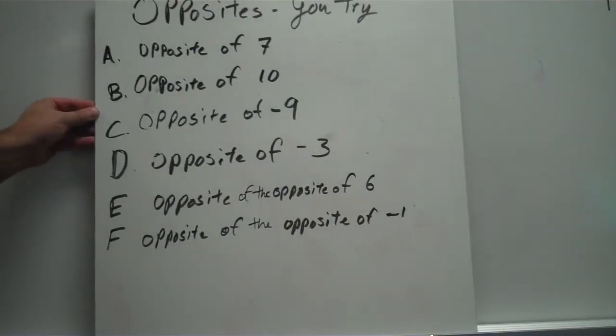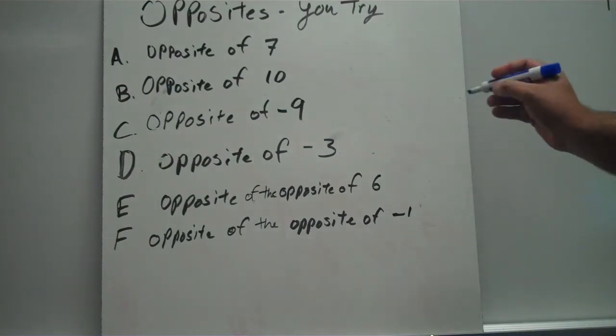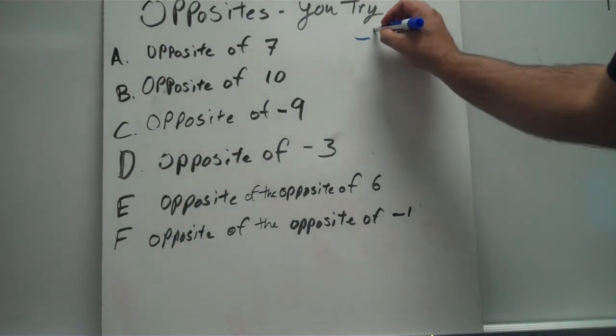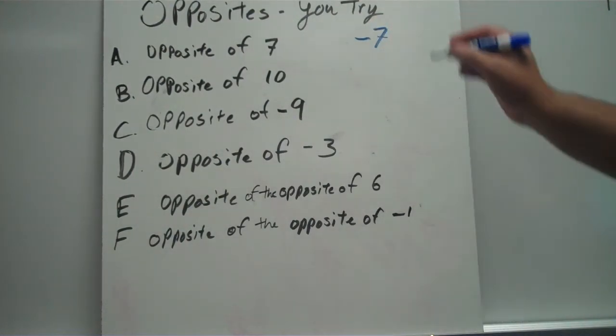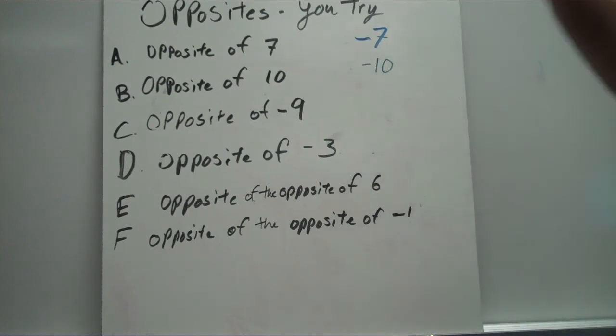Let's get some practice with this. You can use your number line to help you. So here are a couple examples I'd like you to work through. Pause the video and try these out, please. Okay, so the opposite of 7. Well, the opposite of 7 would be -7. The opposite of 10. The opposite of 10 would be -10.